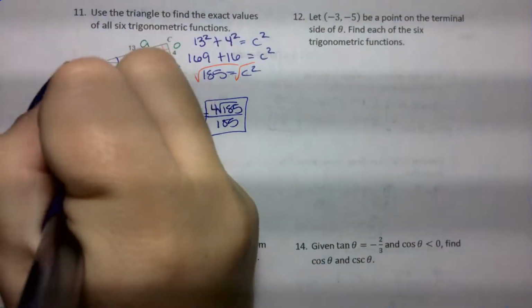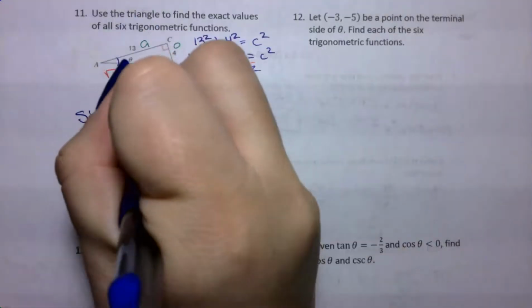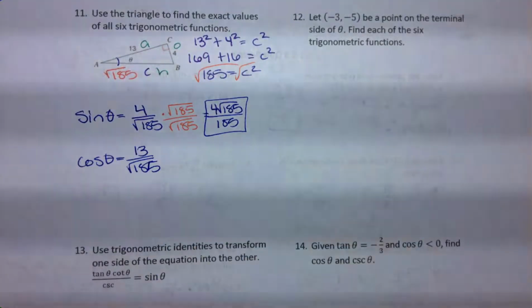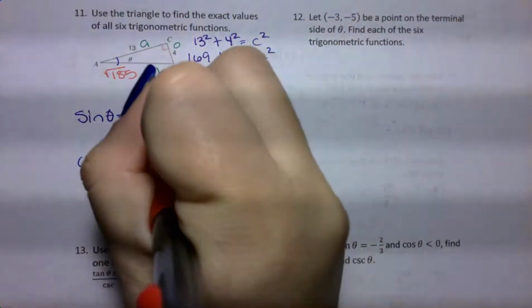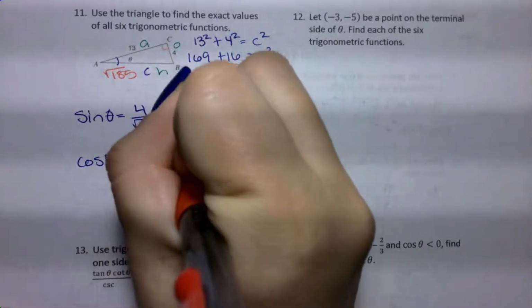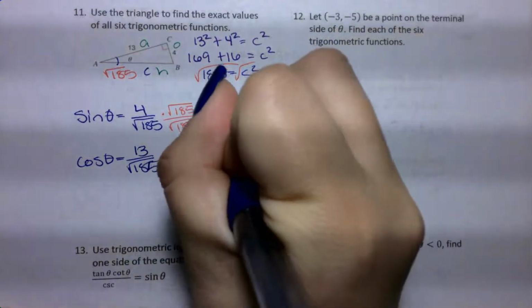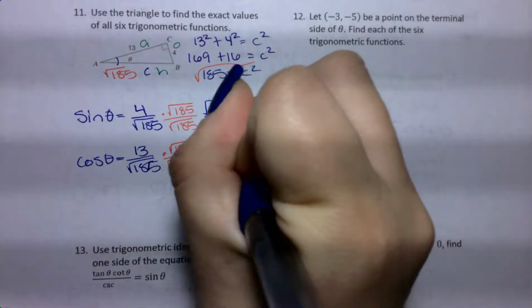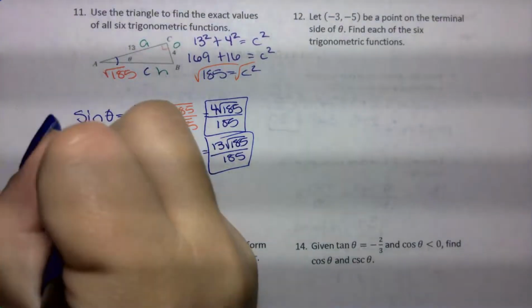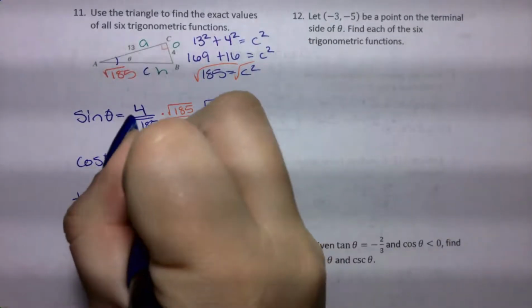Then I want to do the same thing for cosine. This one is going to be 13 over the square root of 185. Then I also need to again rationalize my denominator. This is going to give me 13 square root of 185 over 185. Then I have tangent next. This one is opposite over adjacent, so this one is just 4/3.